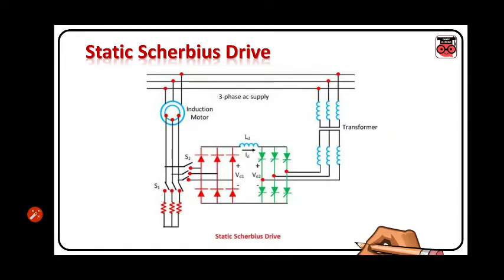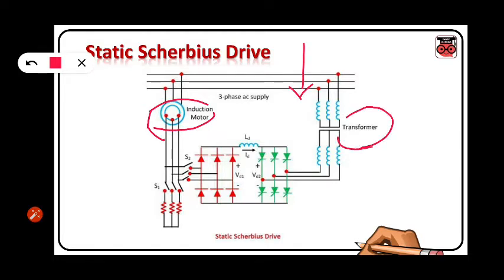In this figure, you can see the drive. In that, you can see this is the induction motor, these are the supply voltages, this is the transformer, these are the thyristors, these are the bridges. And this is Vd1, and Vd2 is here. This is the Id current.